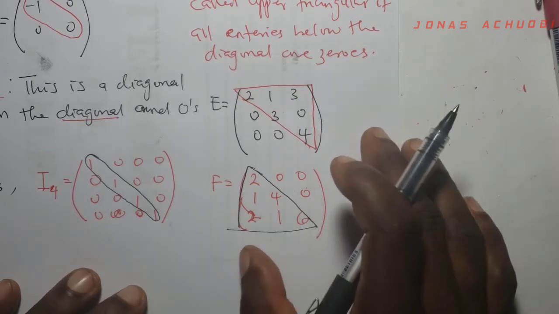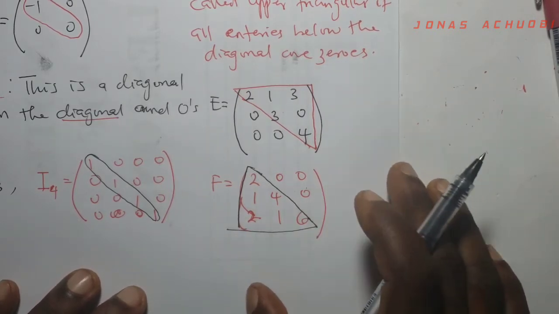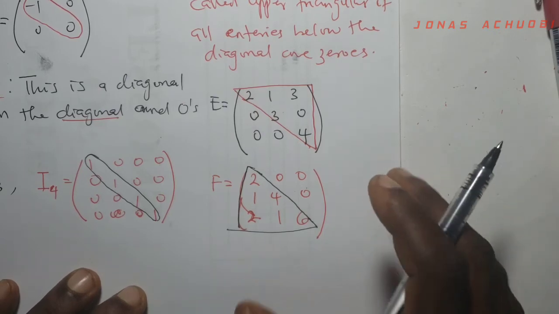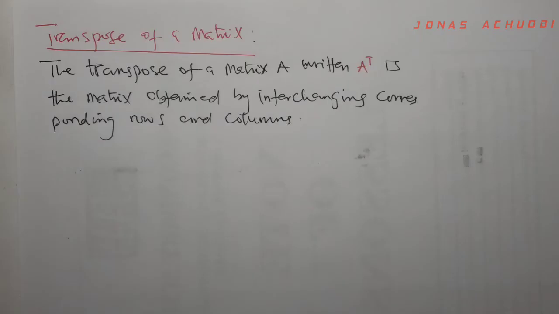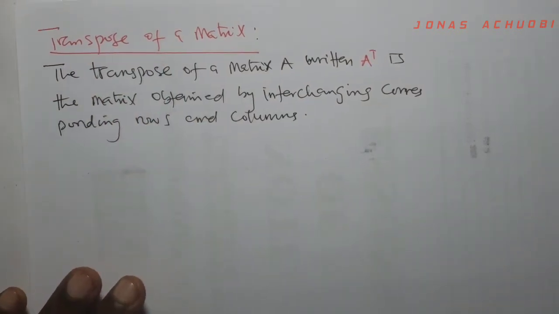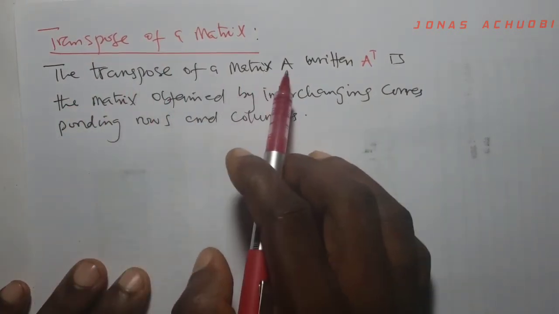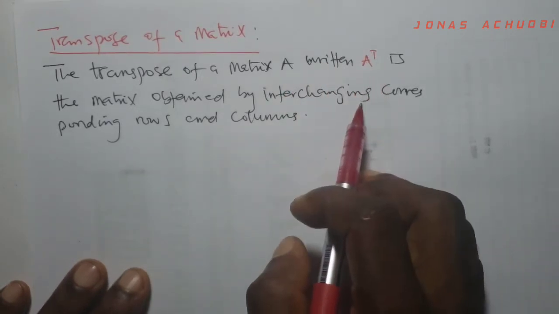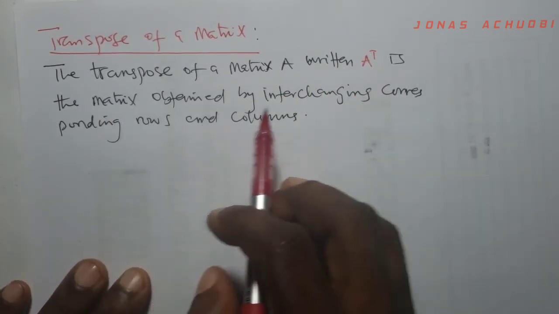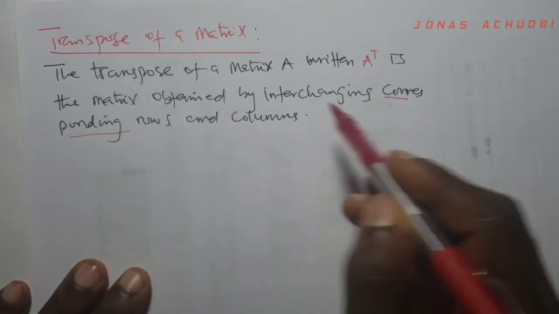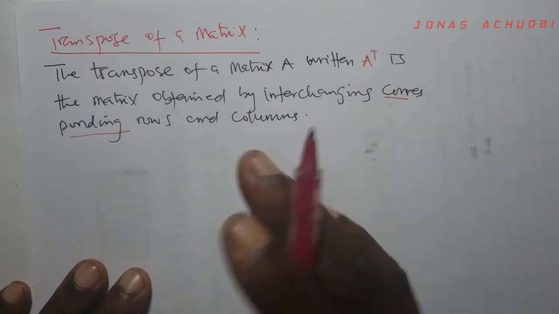These matrices once again play a very important role when we try to solve a system of linear equations, as we shall see later. What is the transpose of a matrix? The transpose of a matrix A, written as A raised to the power T, is the matrix obtained by interchanging corresponding rows and columns. The keyword there is corresponding. I'll explain this with an example.